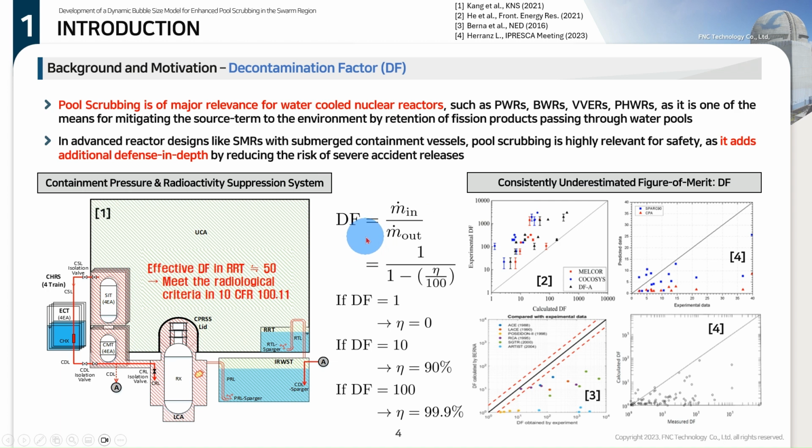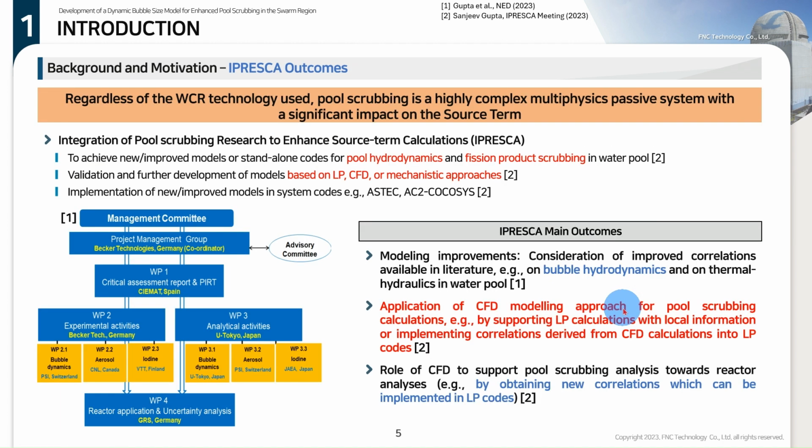And this decontamination factor is calculated and predicted by lumped parameter pool scrubbing codes, which generally underestimate the decontamination factor due to heavy assumptions and the use of empirical correlations.